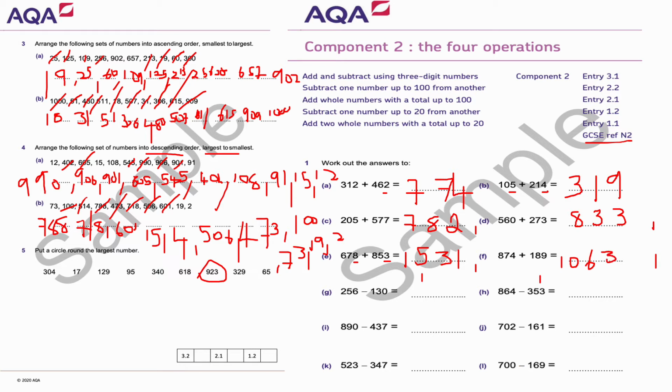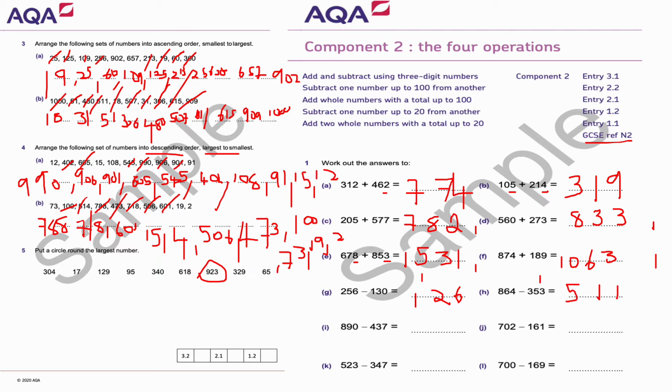Okay, I'm now looking at subtracting numbers. Same idea, columns subtract columns. 6 take away 0 is 6. 5 take away 3 is 2. And then 2 take away 1 is 1. So the answer is 126. Next one, 4 take away 3 is 1, 6 take away 5 is 1, 8 take away 3 is 5.